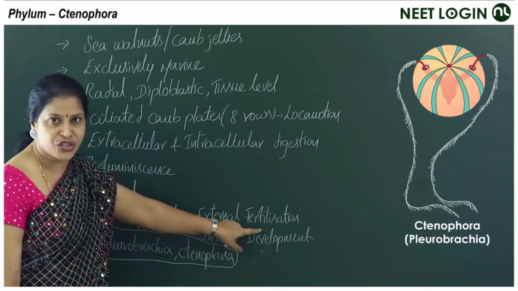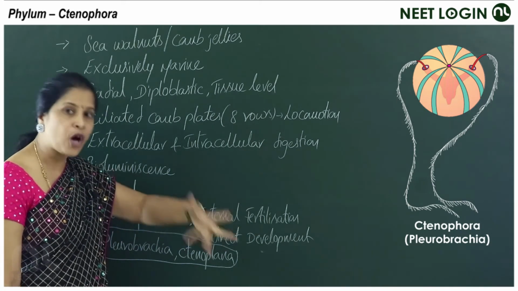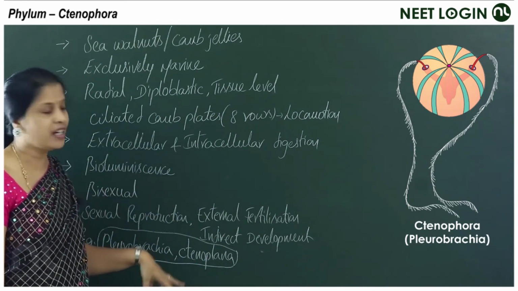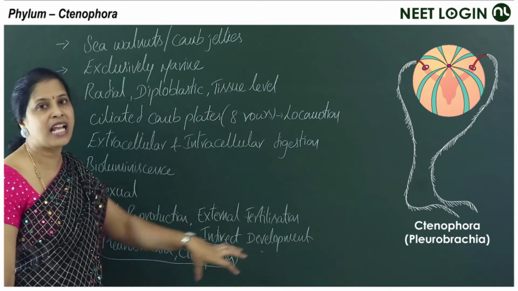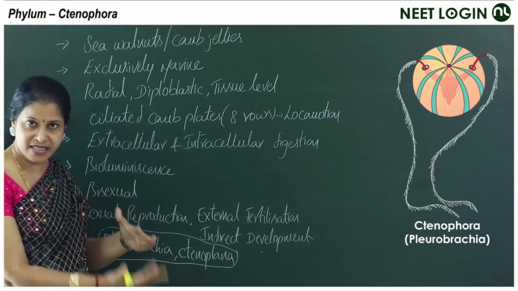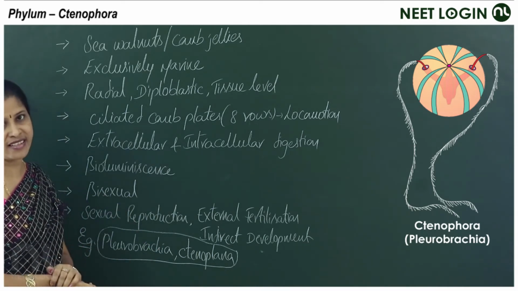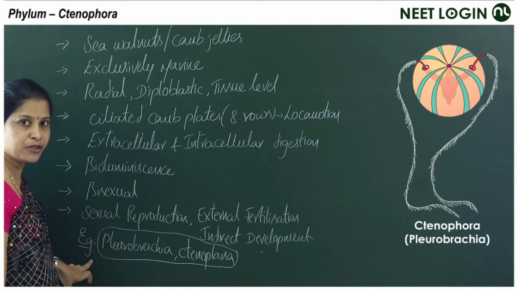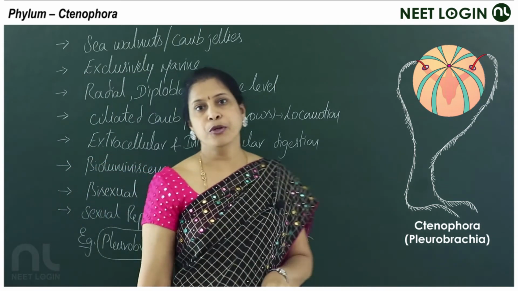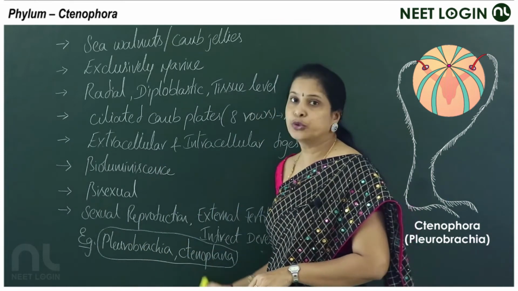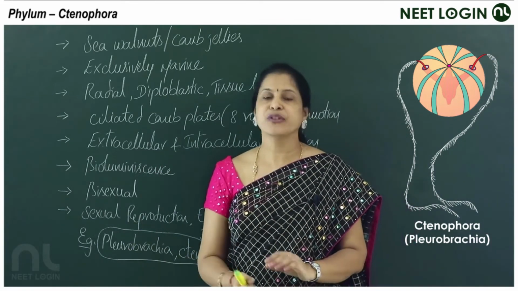And the fertilization is external. The gametes fuse outside the body in their media, and the development is indirect, so they pass through the larval stage. Development is indirect, fertilization is external. Coming to the examples, Pleurobrachia and Ctenoplana are good examples for the members of Ctenophora.